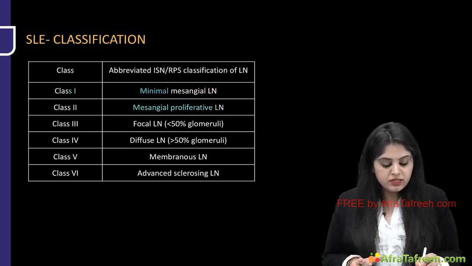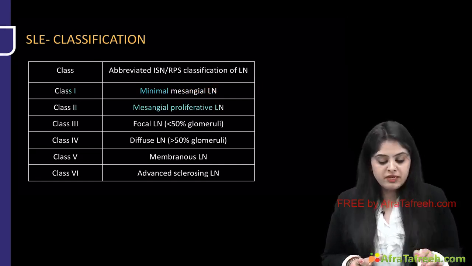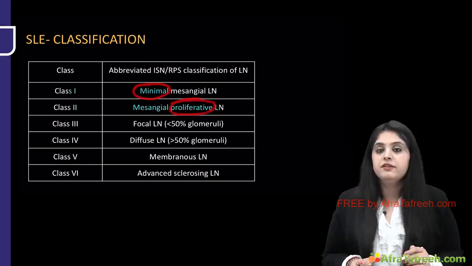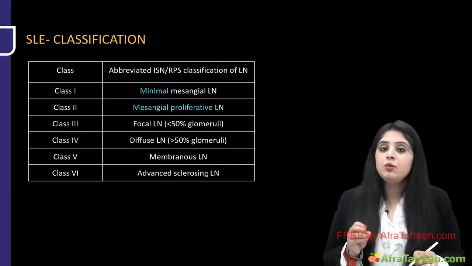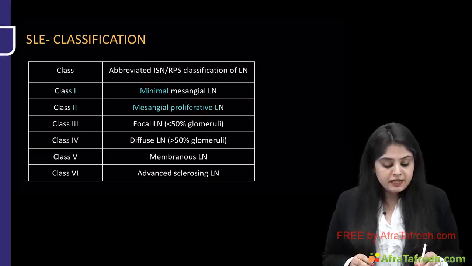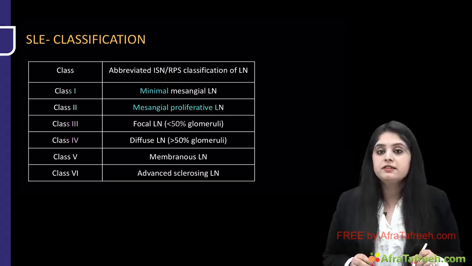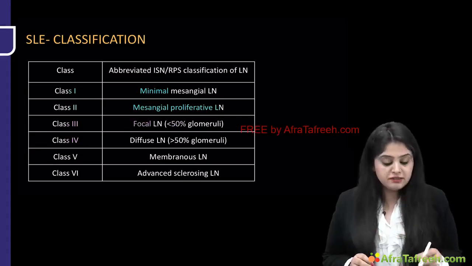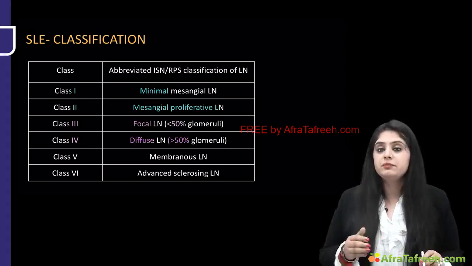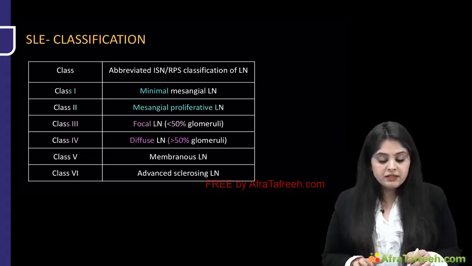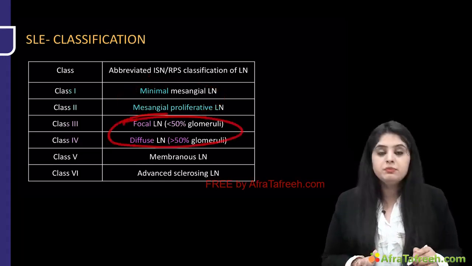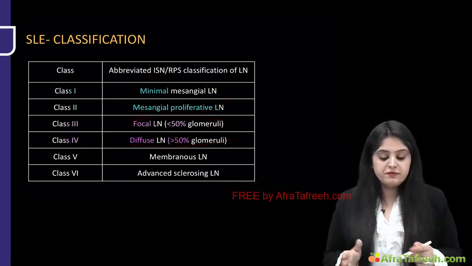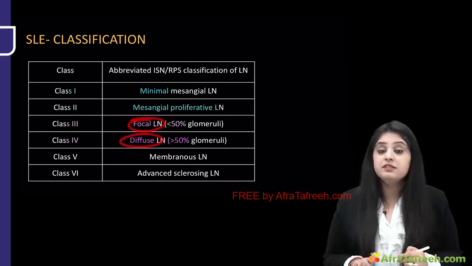So the first 2 are sorted. In the first one, there is minimal involvement. In the next one, there is a little more proliferation. After that, you come to class 3 and class 4. How many of the glomeruli are getting affected? If less than 50% of glomeruli are affected, that is focal lupus nephritis. If more than 50% are affected, that is diffuse lupus nephritis. So simple, I've divided it into groups of 2. The first 2 have to do with mesangial, minimal and proliferative. The next 2 have to do with percentage of glomeruli: less than 50 is focal, more than 50 is diffuse.